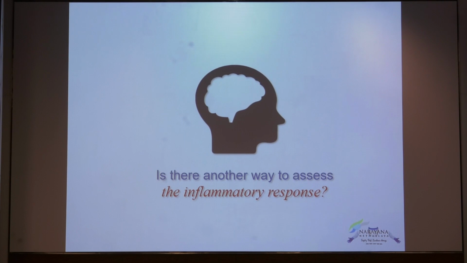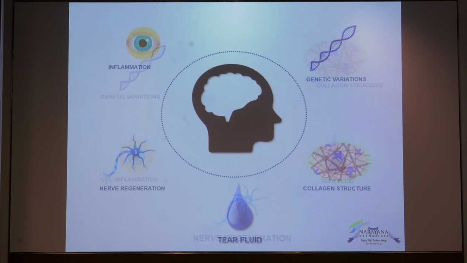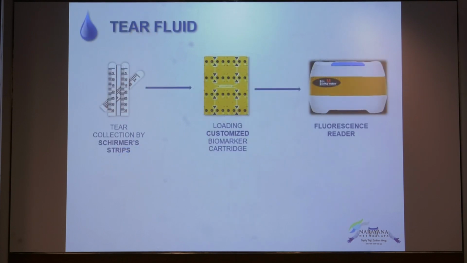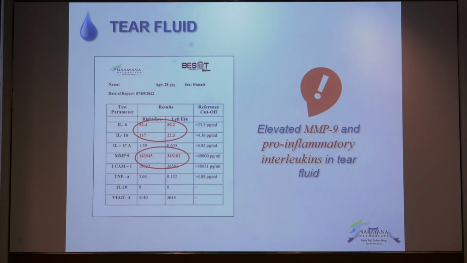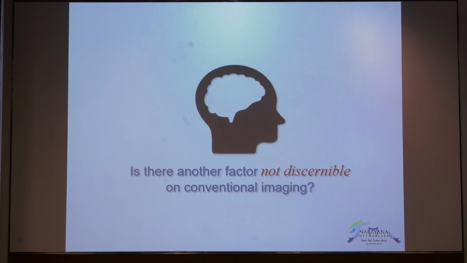Is there also another way to assess the inflammatory response? What could have possibly been done was that her tear film levels could have been assessed prior to the surgery, but we did it post-surgery when she presented to us. Tear collection was done using Schirmer strips, and then using our patent buffer and the customized biomarker cartridge, we did a 90-minute ELISA assay, and we found that her MMP9 levels were elevated along with increased pro-inflammatory interleukins in the tear fluid. So all this suggests an ongoing inflammatory response.